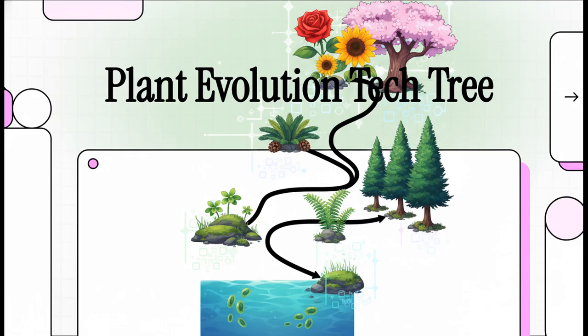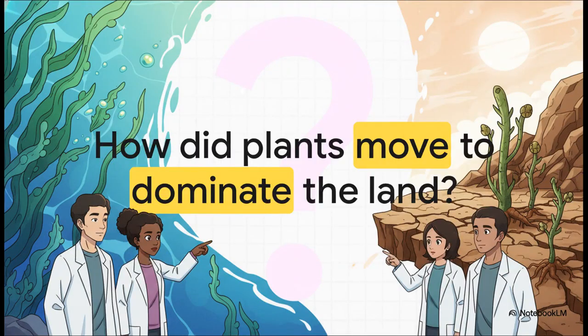I mean, this was a multi-million year arms race to conquer a completely barren, rocky planet. And the really cool part? The way we classify these plants today actually reveals their exact path of evolution. So, how did plants move from the water to dominating the land? Well, what's really fascinating about this question is that it frames the ultimate survival problem plants faced over millions of years, which was adapting to dry land.